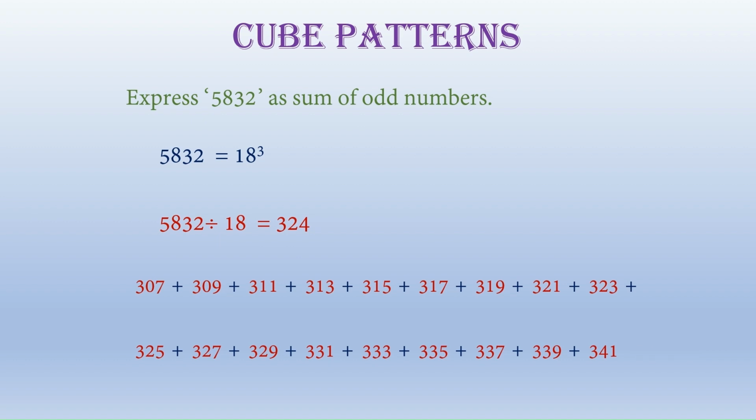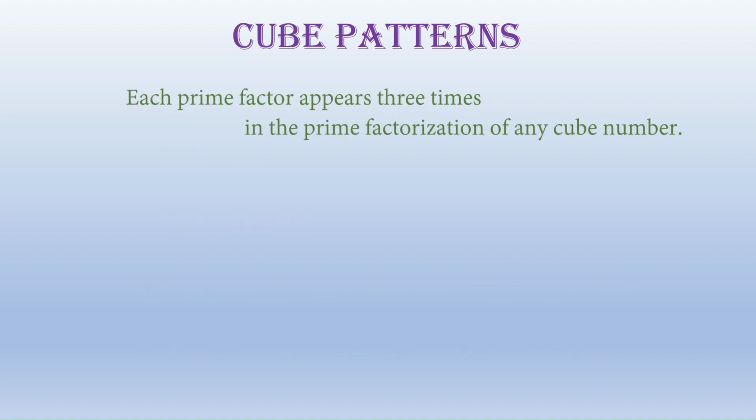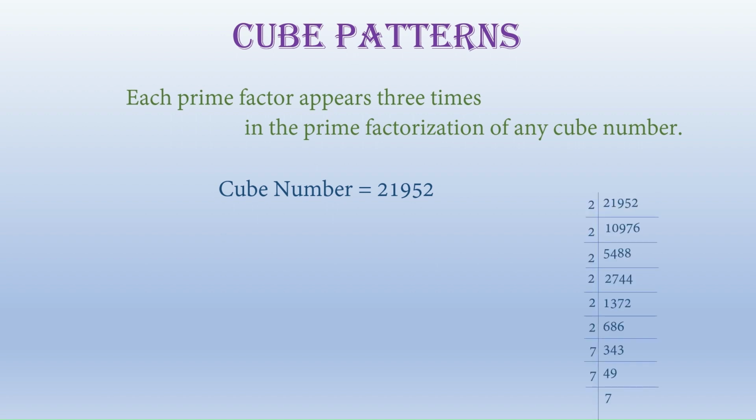The second pattern we have in cubes is each prime factor appears 3 times in the prime factorization of any cube number. Consider a cube number. We'll take this particular perfect cube. Now do the prime factorization of this. And this is the way we follow that. Now the number can be written as product of all these prime numbers.